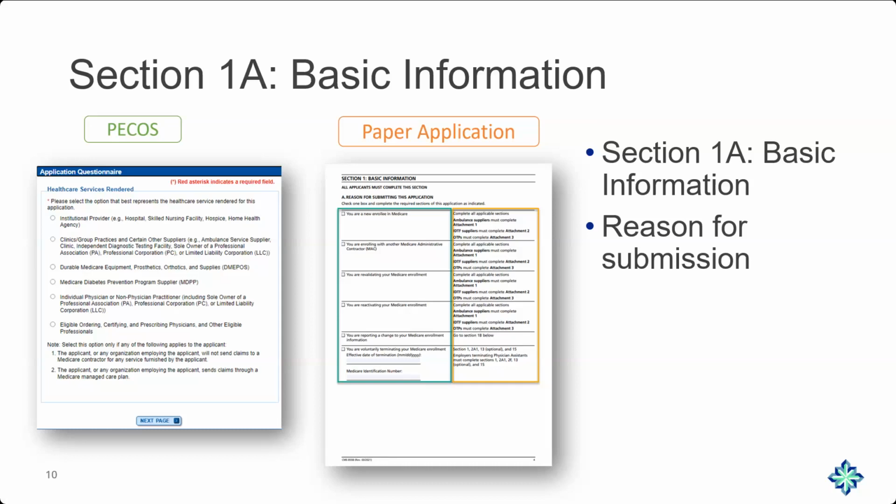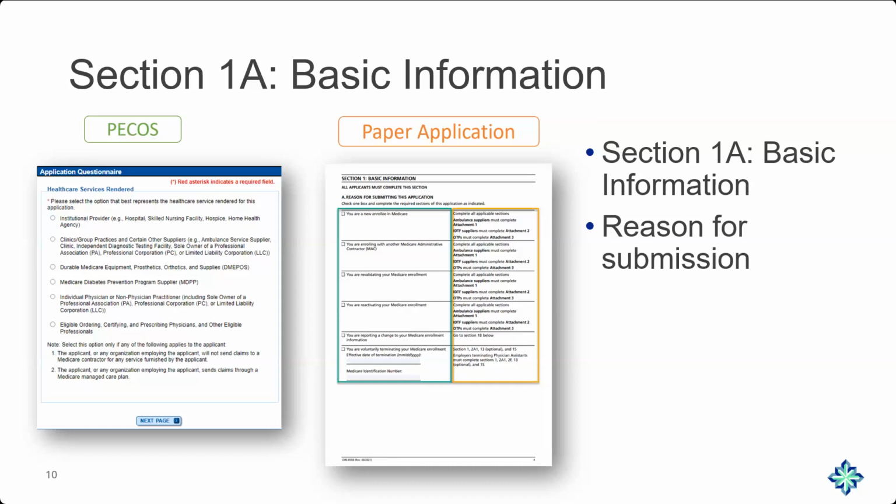So PACOS will do the same thing, and I refer to it as bolting together the topics or the required sections for the type of provider that you are, because some sections are only required for certain provider types, but also the type of application that you're wanting to submit. So section 1A on the paper application, very much the same, except it's going to start out by asking you, what are you trying to accomplish? Is it an initial enrollment? Is it a revalidation? Is it a change? And you'll select the box. With PACOS, it's going to bolt together your topics.